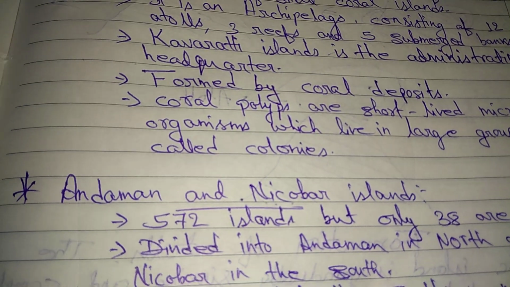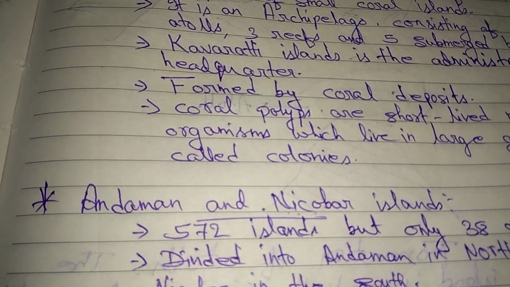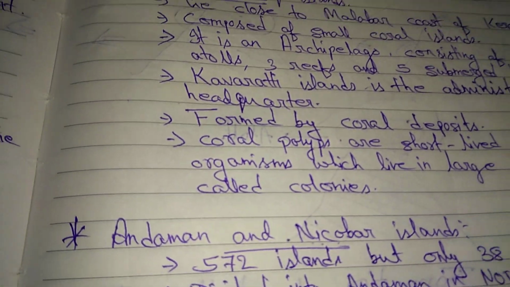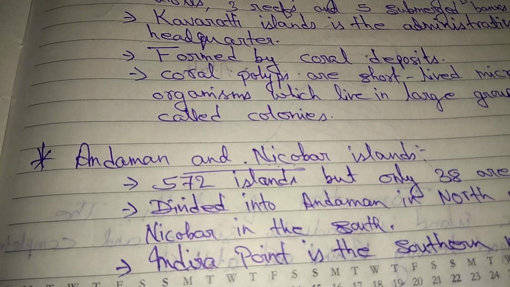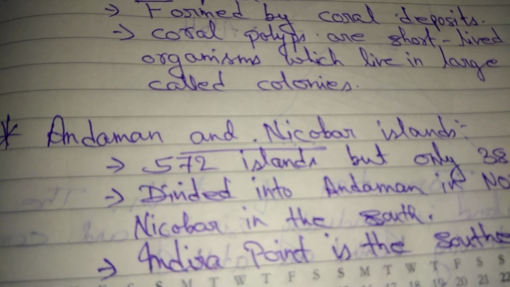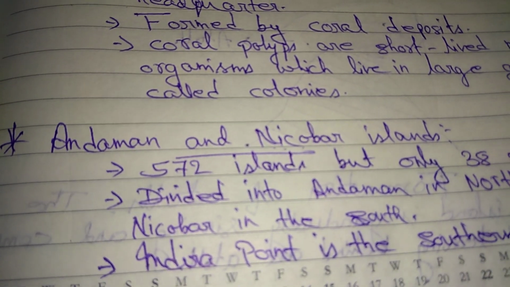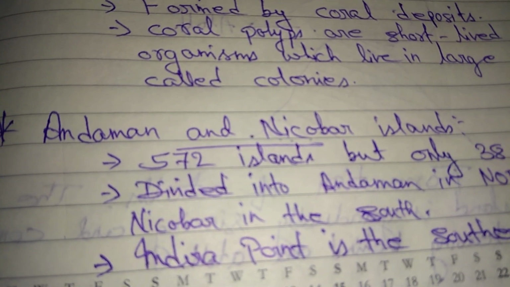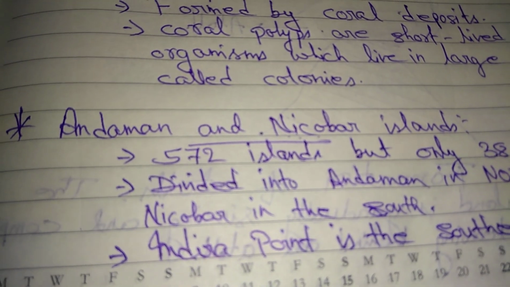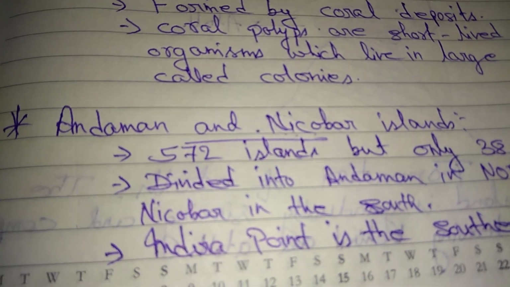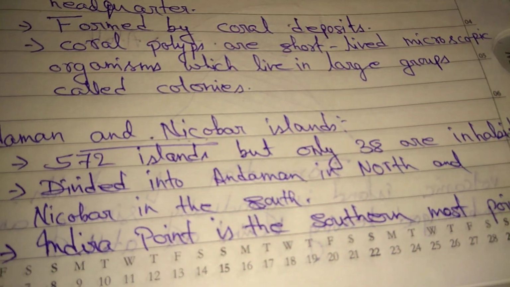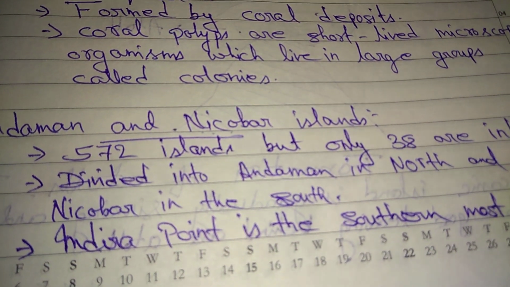Actually, Andaman and Nicobar Islands lie in the Bay of Bengal. It has a group of 572 islands, but only 38 are inhabited. Most of the islands are in the Andaman group. Actually, the Andaman and Nicobar Islands are divided into Andaman in the north and Nicobar in the south.